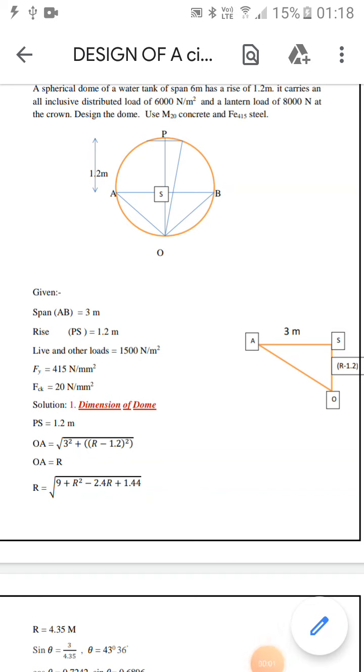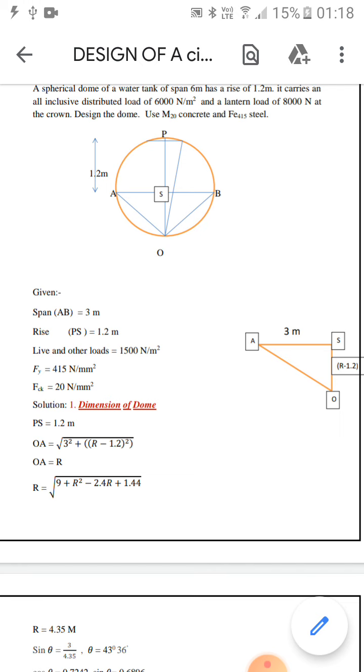Design of a spherical dome. The question is: the spherical dome of a water tank has a span of 6 meter and a rise of 1.2 meter. It carries an all-inclusive distributed load of 6000 Newton per meter square and a lantern load of 8000 Newton at the ground. Design the dome. Use M20 and Fe415 steel.